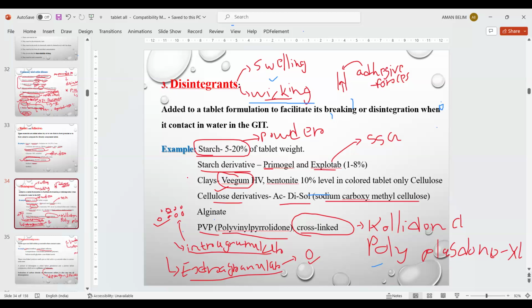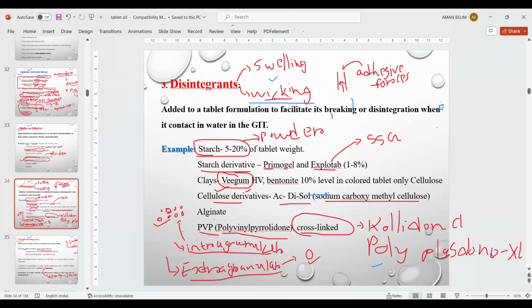Magnesium aluminium silicate, not calcium silicate, which is Veegum. And that Veegum is not used as a super disintegrant, it is used as a disintegrant. Magnesium aluminium silicate, which is Veegum, is used as a disintegrant. Yes, bentonite is also used, but as a disintegrant, not a super disintegrant.